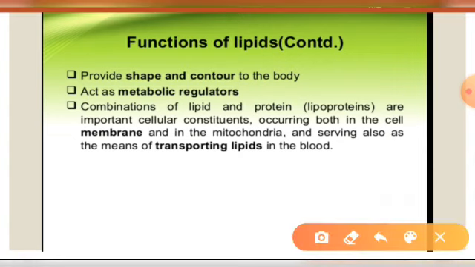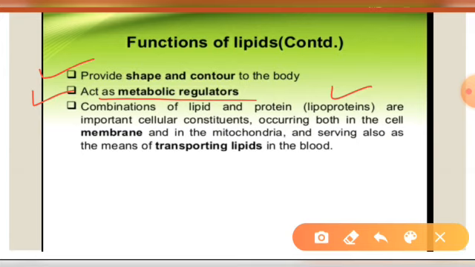Next, they provide shape and contour to the body. They act as metabolic regulators also. And these lipids, after combining with proteins, form lipoproteins. And we all know that these lipoproteins are of two types: low density lipoproteins and high density lipoproteins. And they help in the transportation of lipids in the body. So these lipids are transported in the blood only when they combine with the proteins.